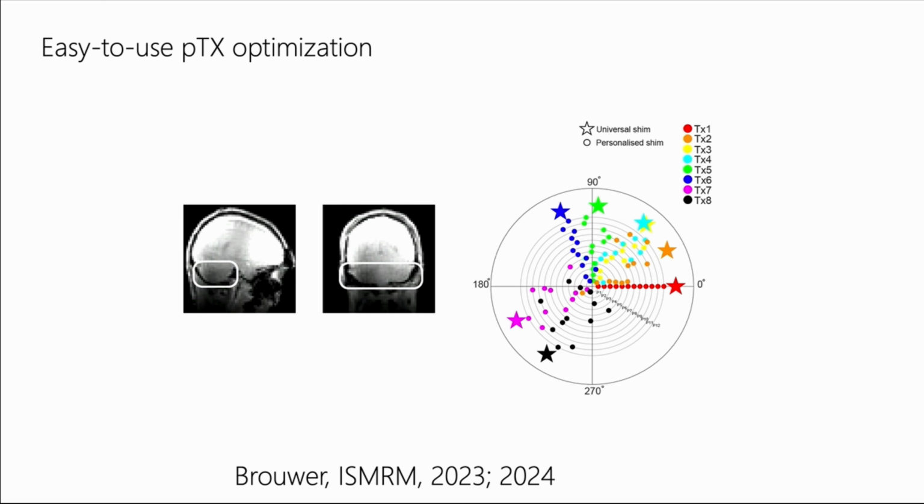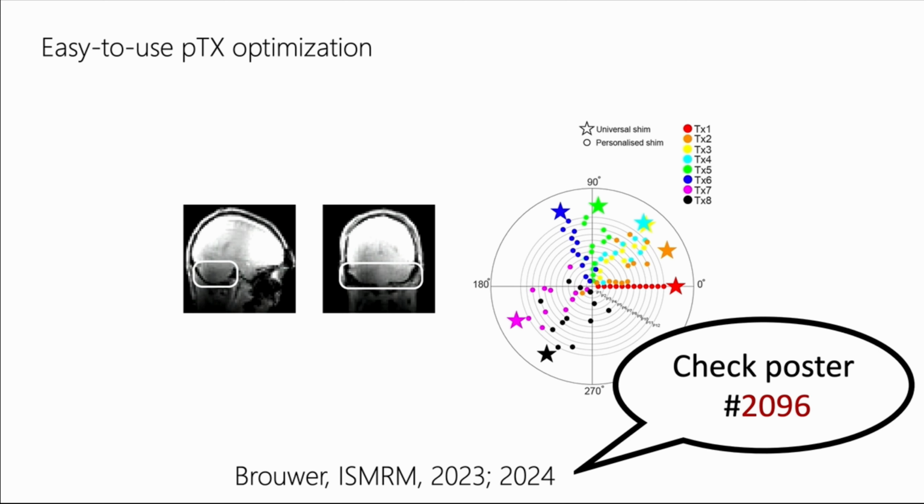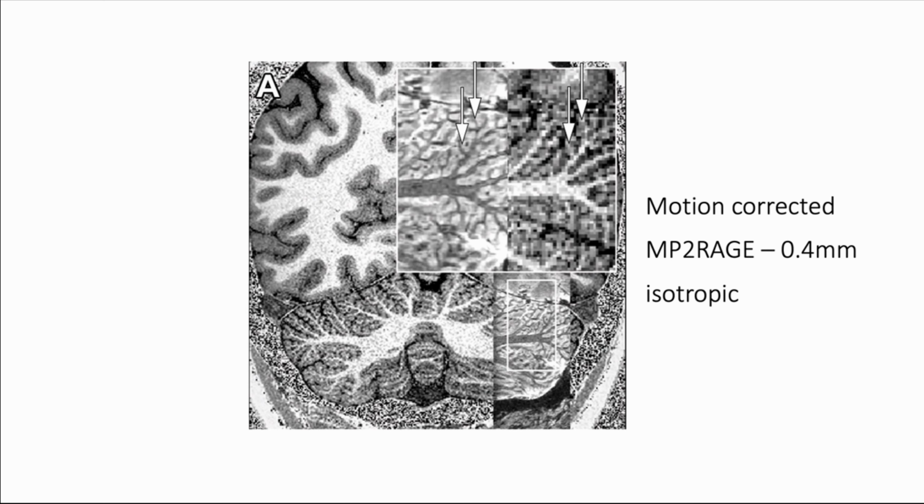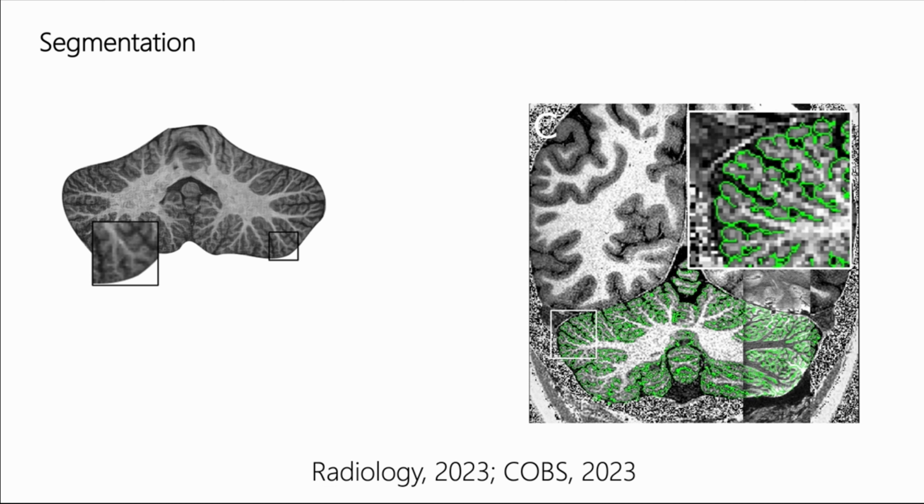Emma Brouwer, my colleague, has shown this before, as has another abstract in this conference that I invite you to check. So by combining this easy-to-use pTx and easy-to-use motion correction, we can get pictures like this, MP2RAGEs at 400 microns that have nice white and gray matter contrast. And you can use this to segment the cerebellum.